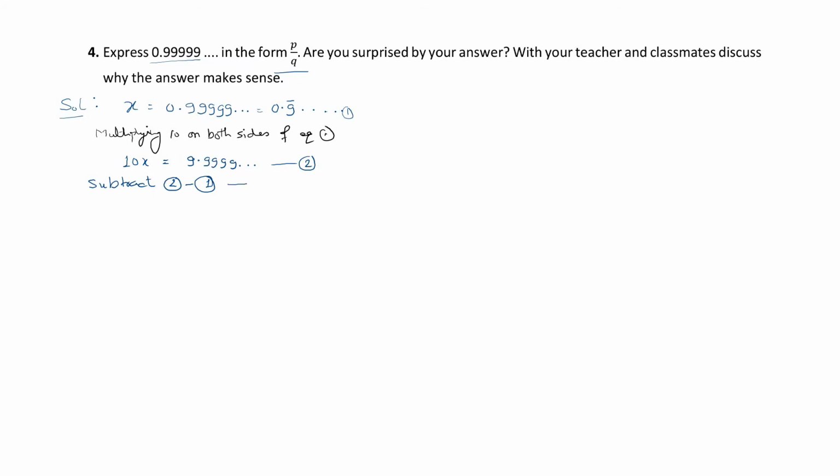So we will get 10 times x equals 9.9999. Equation number 1 is x equal to 0.9999. Let's subtract these equations. So we will get 9x equals 9.0. So we can say 9 ones are 9, so x is equal to 1.